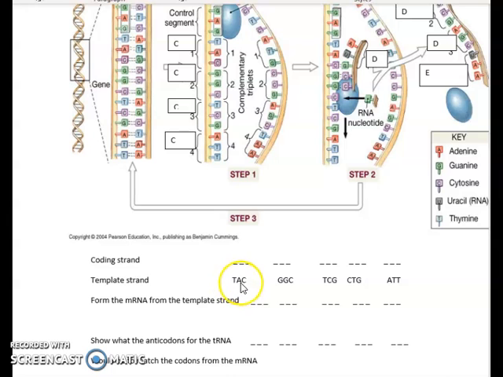All right, so I gave you TAC. What I'm asking you then is what part of the coding strand is complementary to that TAC? In other words, what is the complementary triplet? So first thing we say, well, what's complementary to T? And of course, the answer would be A. What's complementary to A? Well, the answer would be T. What's complementary to C? Well, the answer would be G.